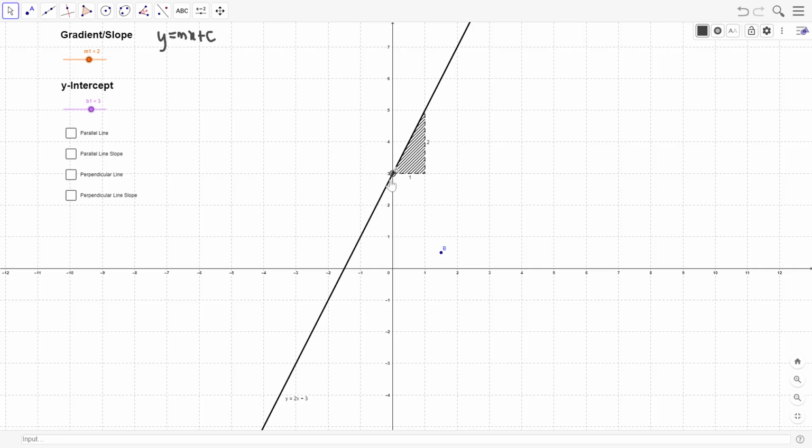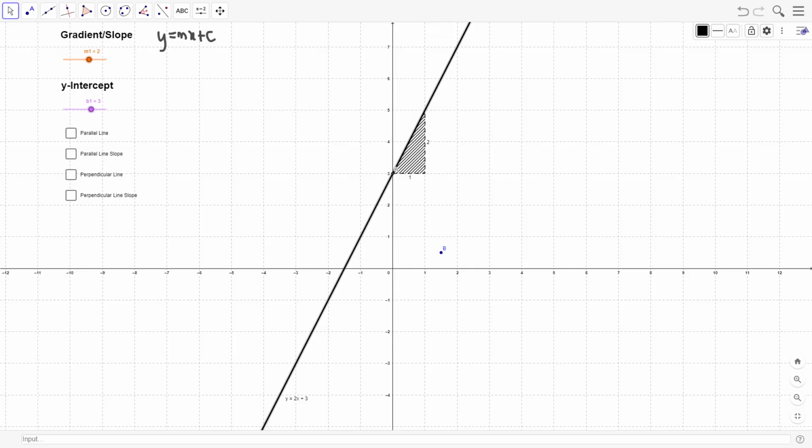Would it be different if I were to get the gradient between that point over there and that point over there? No, it's going to be exactly the same. It's going to be 1, 2, 3, 4 over 1, 2, which is still just 2. Remember, your straight line has a constant gradient. Okay, perfect. Let's look at parallel lines.